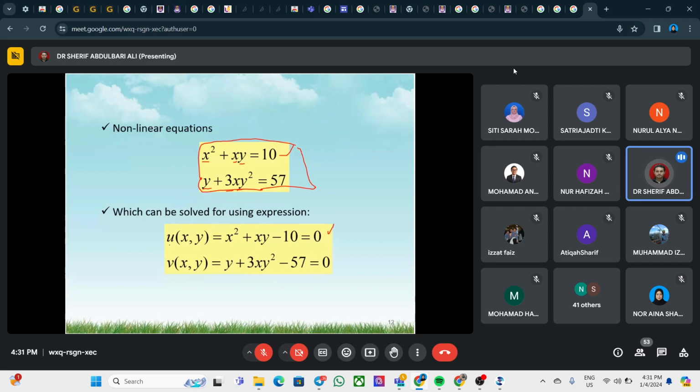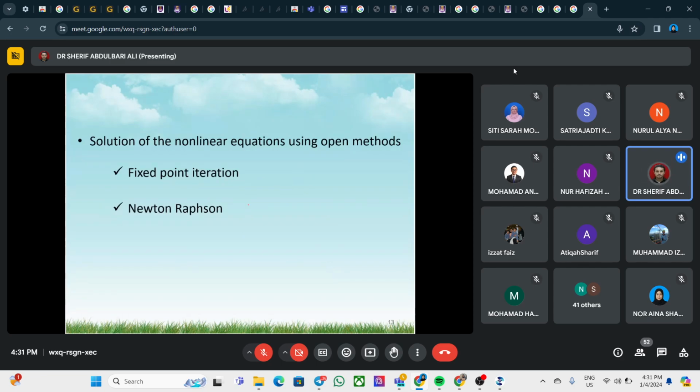So you can name the first equation u of x and y, equal to 0. And the second equation is converted to a function of x and y, so I rearranged it to be equal to 0. What type of methods are we going to use to help us solve these nonlinear equations to find the value of x and y? We are going to use two methods. The first one is fixed point iteration, and also Newton-Raphson.